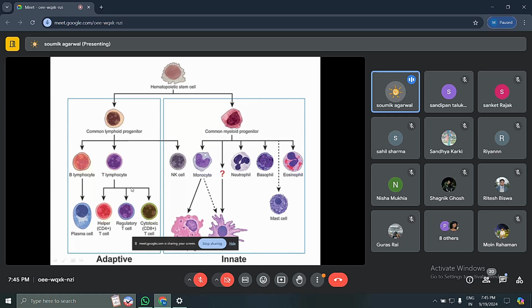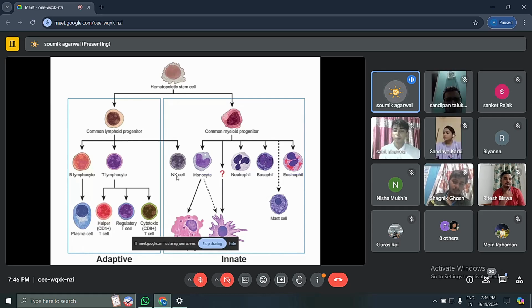As I have mentioned, T cell and B cell are part of adaptive or acquired immunity, whereas the dendritic cells and the macrophages are part of innate immunity. There is one cell which can be defined as a lymphoid cell, but it is a part of innate immunity. What is this? NK cell, or natural killer cell. So what is the speciality of natural killer cells? As the name suggests, it's a killing machine.